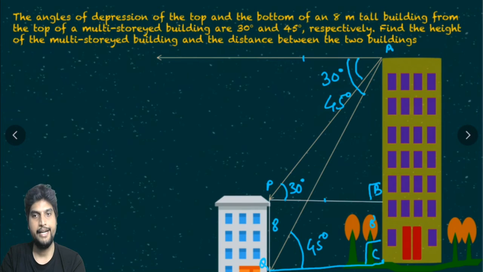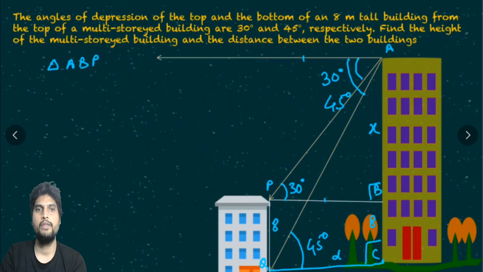This distance is 8 meters, so this distance will also be 8. Let's call this remaining distance AB as X. And the distance between the foots is D. So let's make the required ratios and their equations. So here in triangle ABP, tan 30. It has angle 30, so tan 30 will be equal to X upon D. That is height upon base. So here base will also be D. This PB distance is also D.